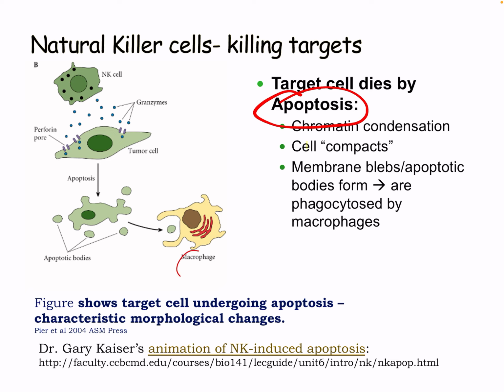And then you can see here our macrophages will come up and clean the debris after apoptosis occurs, eating the apoptotic bodies. During apoptosis, we have chromatin condensation, the cell compacts, and the membrane blebs, or apoptotic bodies, form, which are then phagocytosed by macrophages, as seen in the figure.